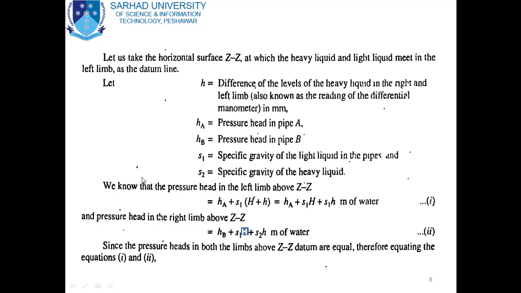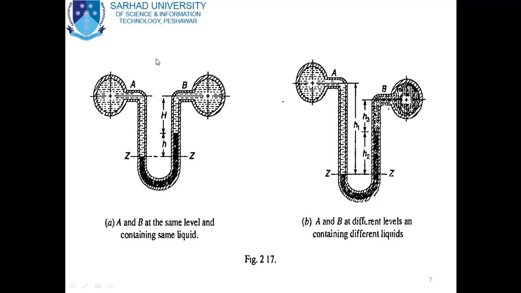Now we know that the pressure head in the left limb above ZZ is equal to HA plus S1 into (H plus h). Here you can see, if we cut this in the middle, this is the left limb and this is the right limb. So the pressure in the left limb is equal to HA, which is the pressure at point A in terms of head of water, plus this height, which is H plus small h, and the liquid in this column has specific gravity S1.